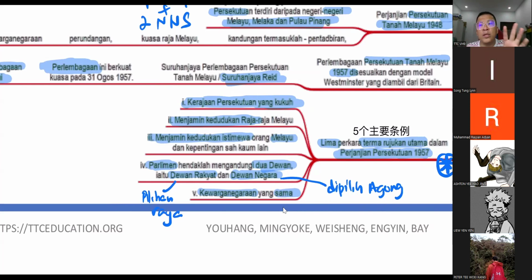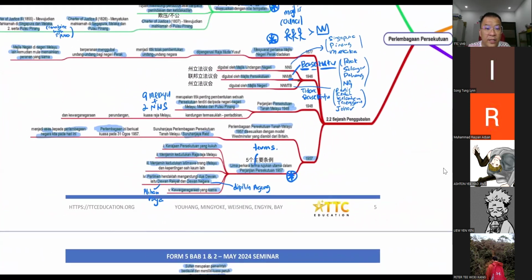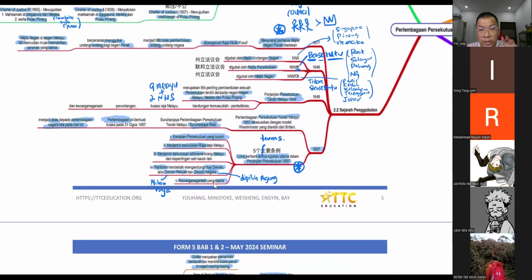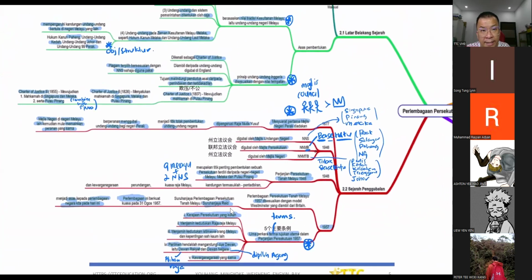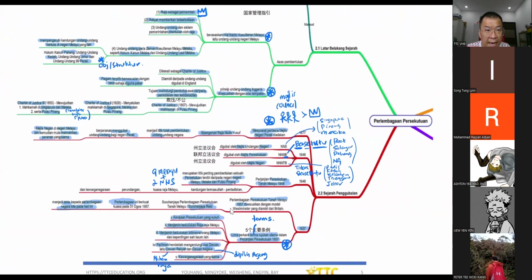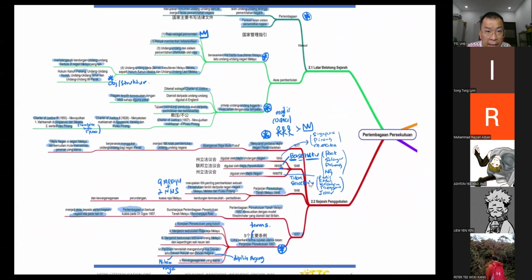The only modern characteristic in these 5 terms, terma in English is called terms, is that everybody gets a blue IC. Okay. So this one, if you haven't written it down, you can screenshot.